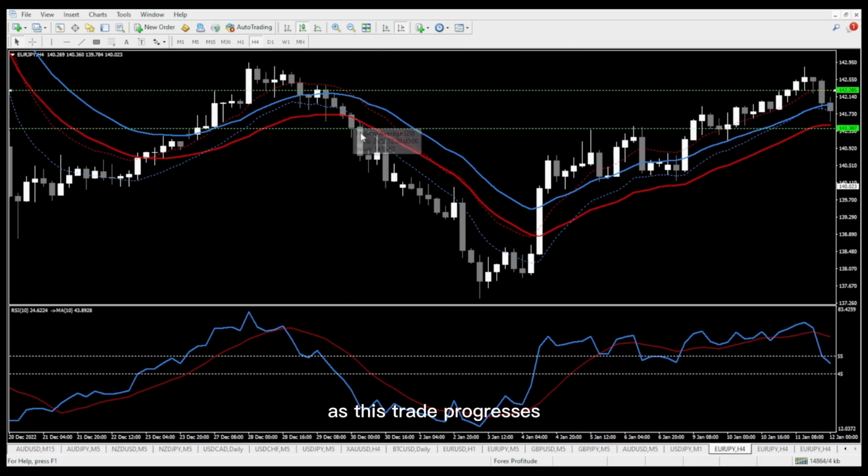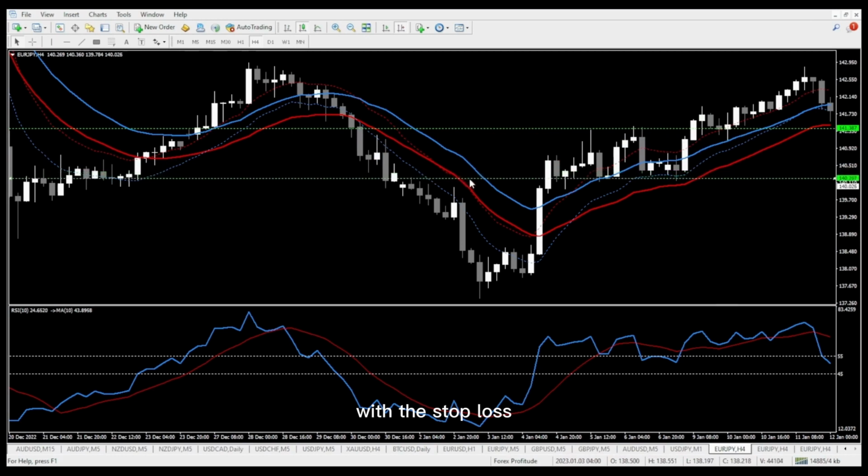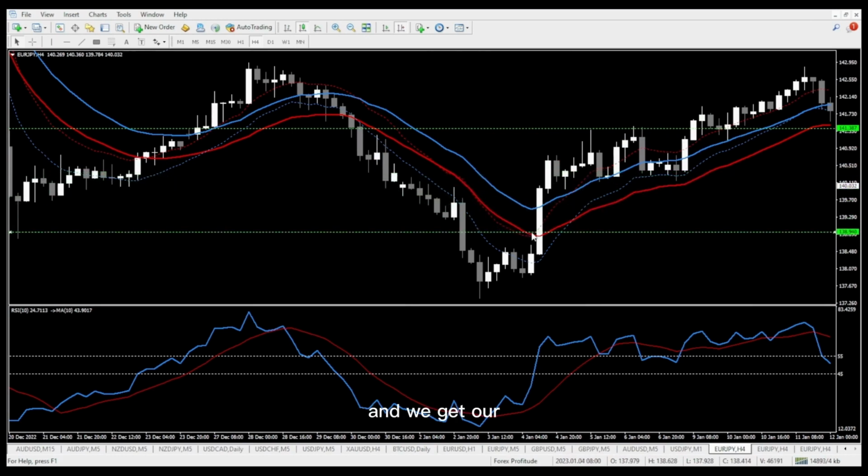As this trade progresses, every new candle that opens, we get a new location of the 10 EMA, and we're going to manage the trade with that. And our stop loss is what's ultimately going to get us out of the trade. So again, I'm going to follow along this 10 EMA with the stop loss until the stop loss gets hit. And we get our stop loss hit at this level right here.